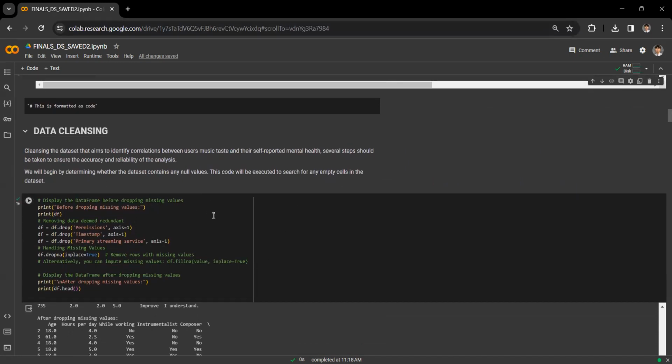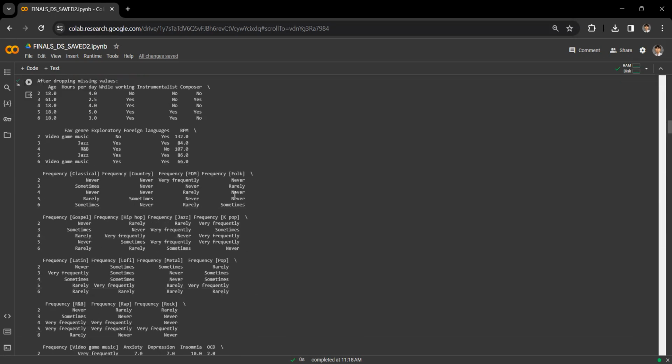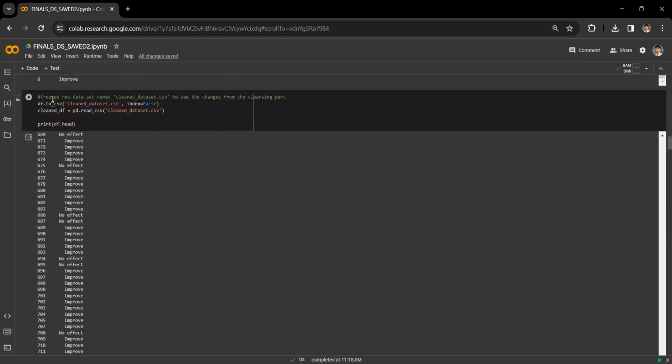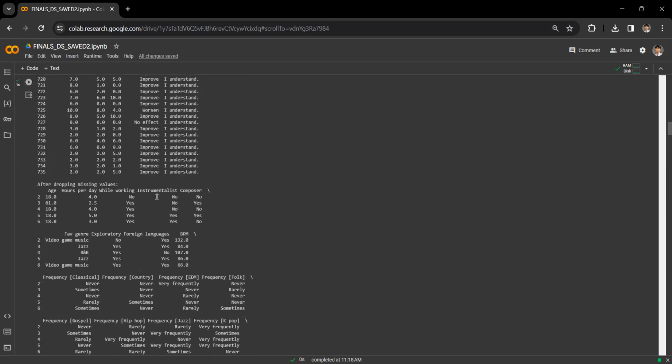Hi, I'm Maia Feliza Atiga and I'll be explaining our data cleansing. In this phase, we want to identify the relationship between the user's music taste and their self-reported mental health. And we will be determining whether the dataset contains any null values or values that we need to disregard. So, can you go up to the first code?